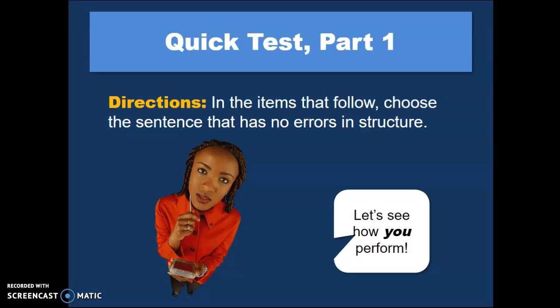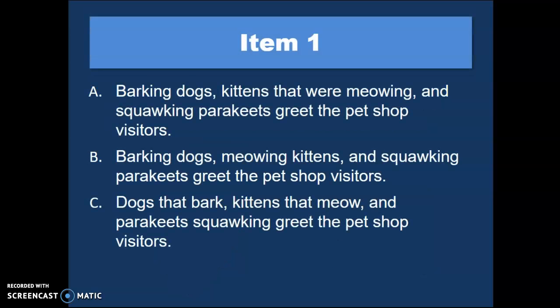Now you're going to choose which sentence is the best, which one has parallel structure, which is the one we'd want to use. A, barking dogs, kittens that were meowing, and squawking parakeets greet the pet shop visitors. B, barking dogs, meowing kittens, and squawking parakeets greet the pet shop visitors. C, dogs that bark, kittens that meow, and parakeets squawking greet the pet shop visitors. Which one has parallel structure?